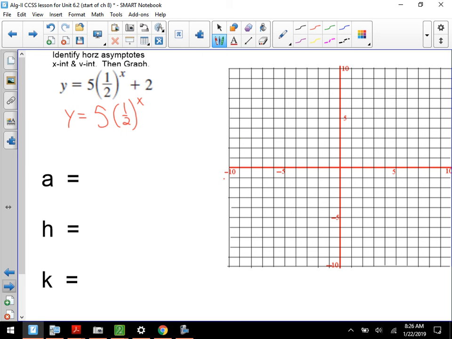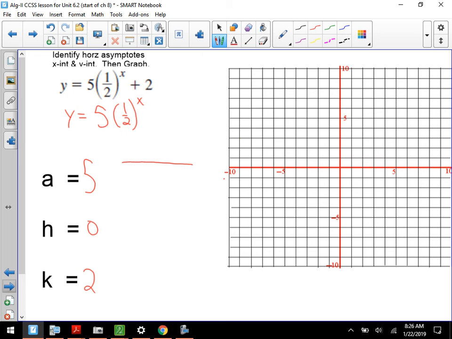Okay. So here your A value is still 5. We had no h value. We had a k value of 2, which means when we're done shifting everything, where's your new asymptote? It'll be up 2 because it's a positive 2, so your new asymptote will be there.